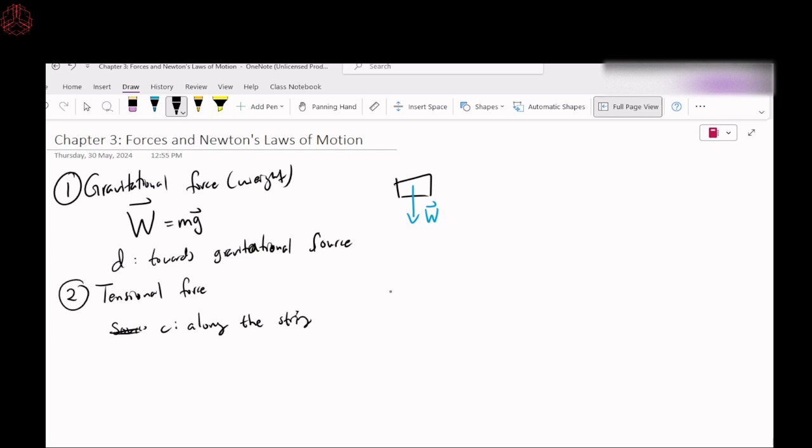So if I just have that box again hanging from a ceiling, then tensional force is just going to be away from the body and along the string. So T is going to be upwards in this particular case. So the direction of tensional force is going to be away from the body and along the string.